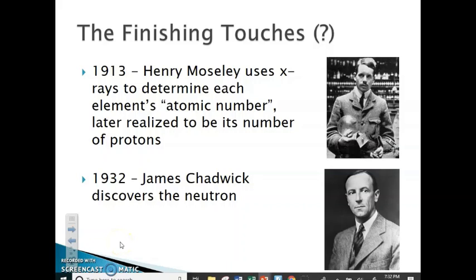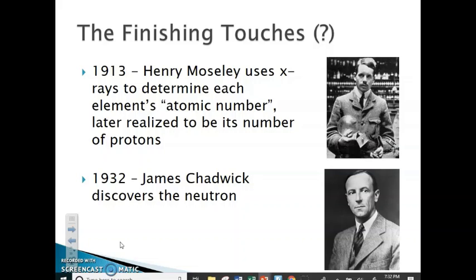And lastly then, to complete the discovery of the atom, in 1932, James Chadwick discovered the neutron. If you notice, that's 40 years after J.J. Thomson first discovered the electron, and a good 30 years after Rutherford discovered the positive nucleus. So what took it so long to discover the neutron?